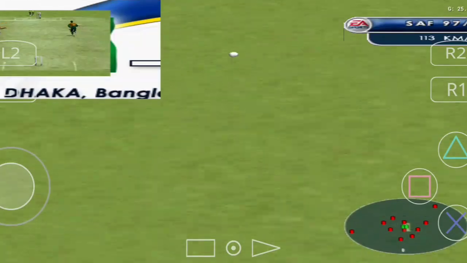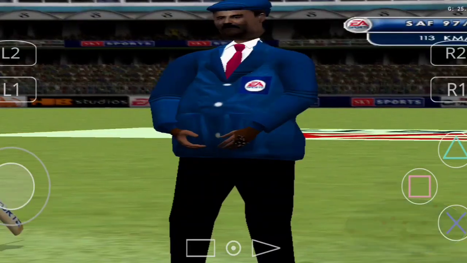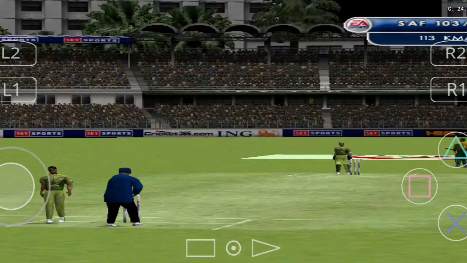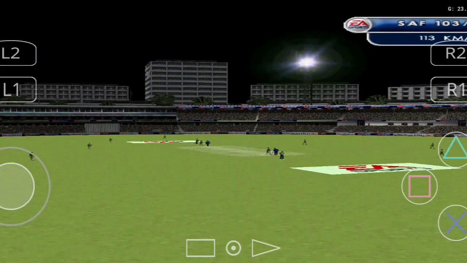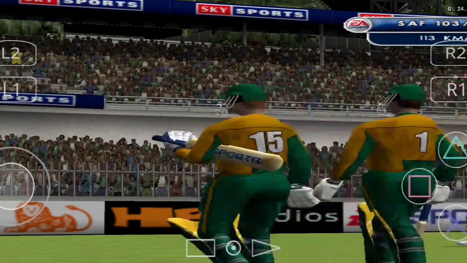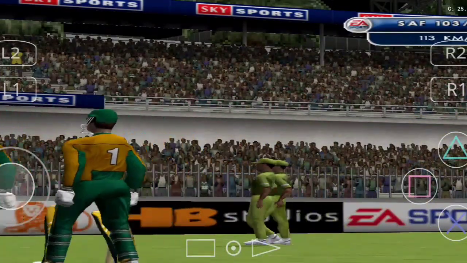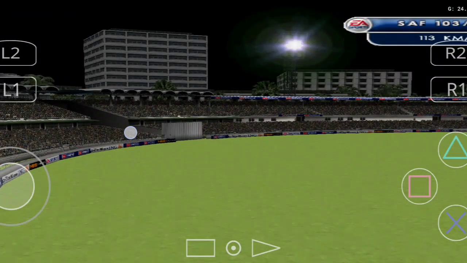Six. Smashed that right out of the ground. He smashed that a long way. Great to watch for the neutral, but the bowler won't be too happy. The innings has ended with the score at 103. That puts them in a commanding position.